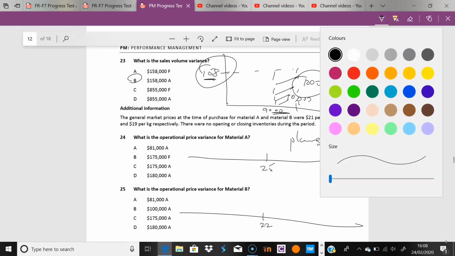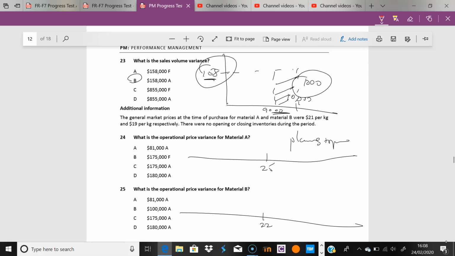But now what happened was, this was the plan. This was the initial standard. Then what happened was we went to market and we've been told now that the general market price has been revised to 21. And this has been revised to 19. So prices have actually fallen when we actually get to market. So technically this is what's referred to as the revised standard. But this, you have no power over this. This has just happened. So we refer to this as a planning variance.